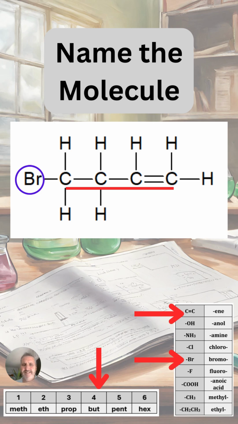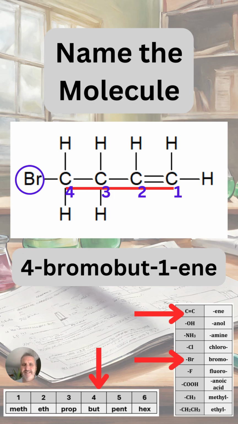So if we number it, we also need to be aware that the alkene has a preference, or it's going to have a lower number compared to the bromine. So the name of this is going to be 4-bromo, because we number from the alkene side, so it's number 4 the bromo comes off, 4-bromo-but-1-ene.